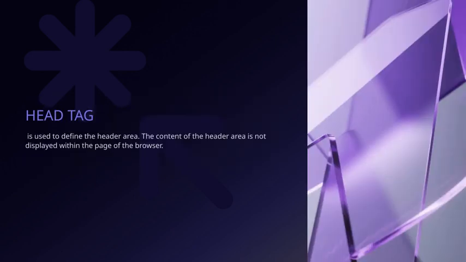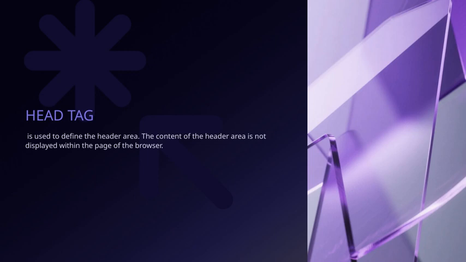The head tag is used to define the header area of a web page. Now, it's important to note that the content placed inside this header section isn't actually displayed within the main part of the page that visitors see. Instead, it's used to hold information that helps the browser and search engines understand the page better. For example, things like the page title, meta descriptions, links to style sheets, or scripts are often included here.